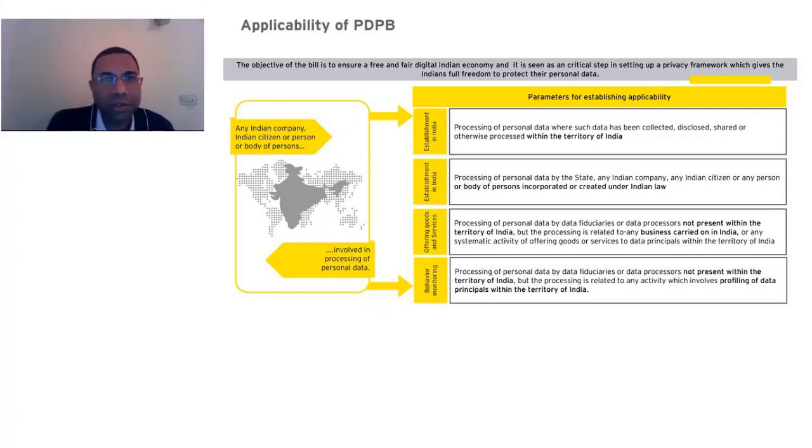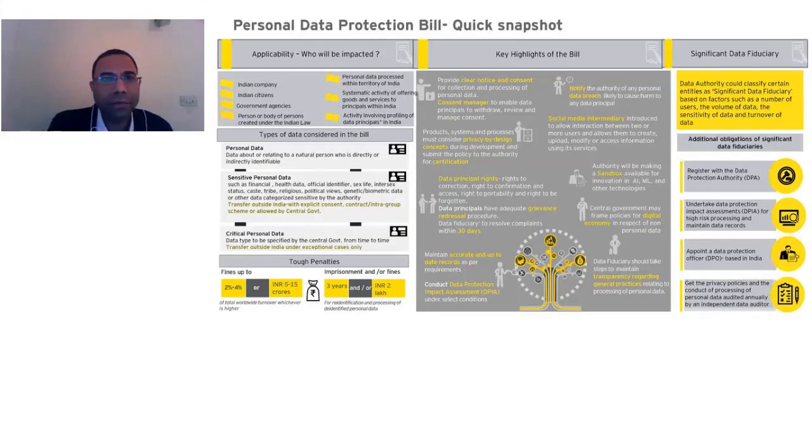Can we move to the next slide, please? This is a very crowded slide. I will probably take a step back and just set the context. It talks about applicability, which is any Indian company, Indian citizen, government agencies, or anybody who is processing PII information within the Indian jurisdiction.